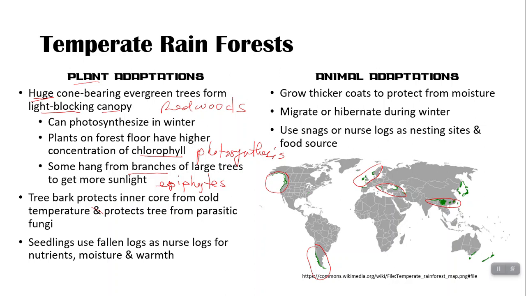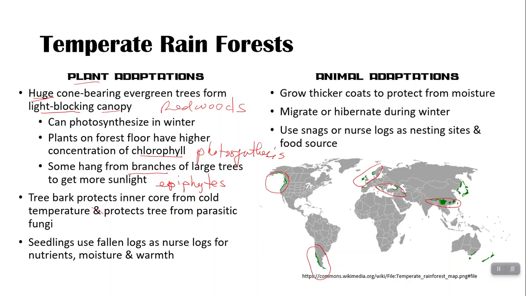The tree bark is thicker. It helps to protect the inside of the tree from cold temperatures, so that the sap that's moving through the tree doesn't freeze and damage the tree. And it can also help protect the tree from parasitic fungi, which otherwise would grow.